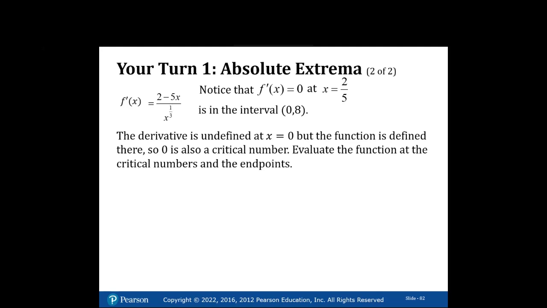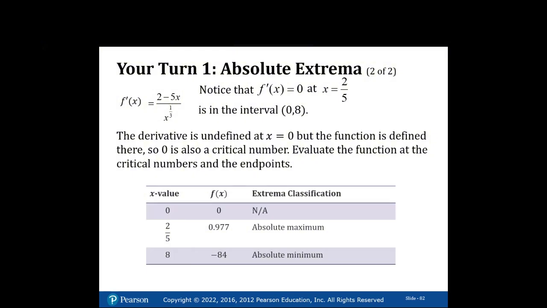So now we have a critical value at 0, we have a critical value at 2/5, and then we need to check the endpoints. So we get our chart, we have 0, 2/5, and 8. That's the other endpoint we need to check. So we plug it into the function, and we get 0.977 and -84. And so you can see absolute min, absolute max, and then we don't care about 0 because it's in between. So not too bad.